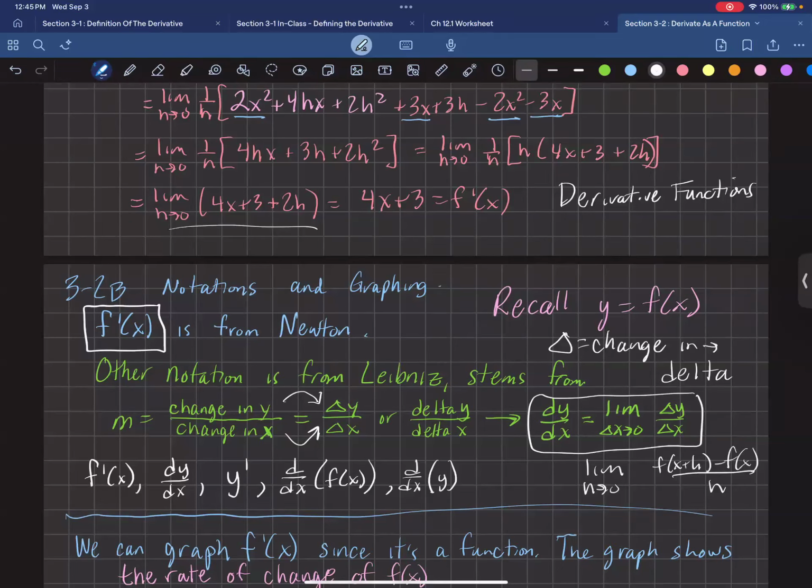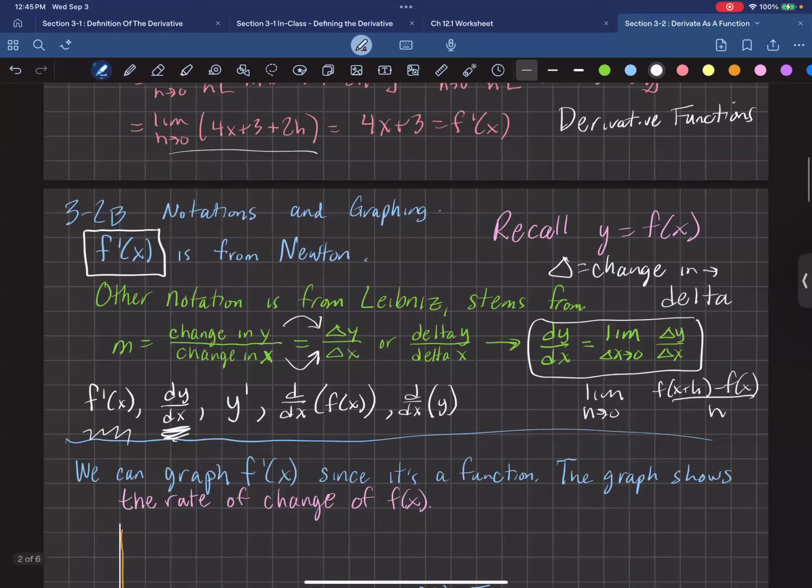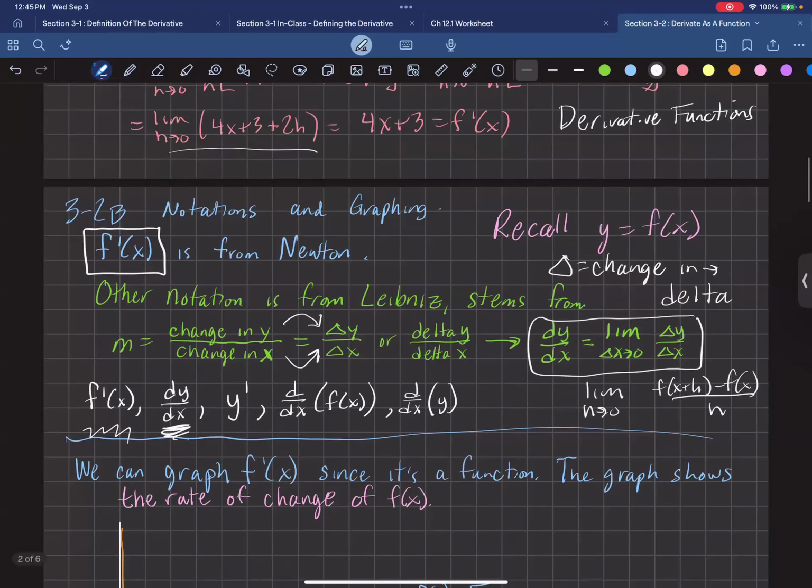So Leibniz came up with dy dx. Newton was f prime of x. Some other notations are y prime. You kind of get this one. It's kind of like factoring out the dx, d over dx, but it's not the same thing. It's more like an operation, but it looks like we factored it out. And since y is f of x, it looks like that notation as well.